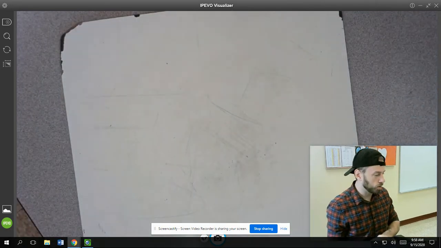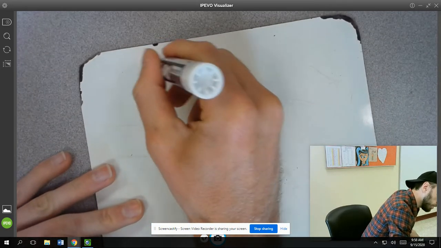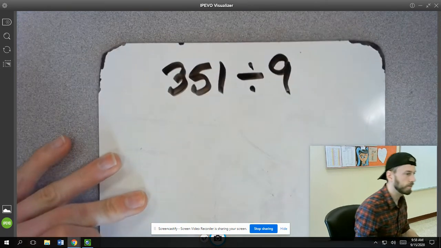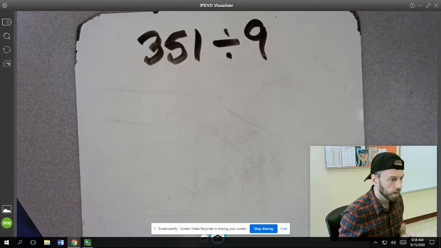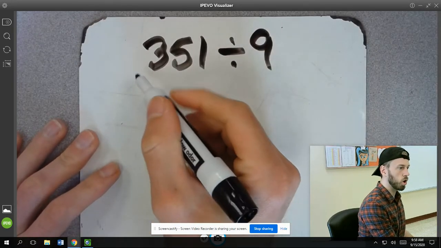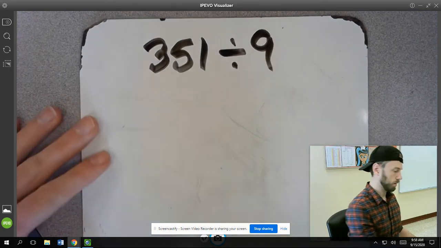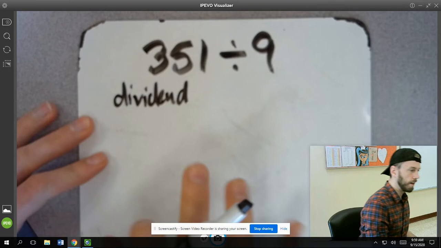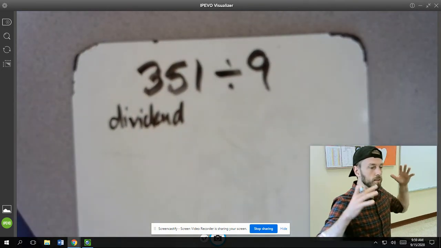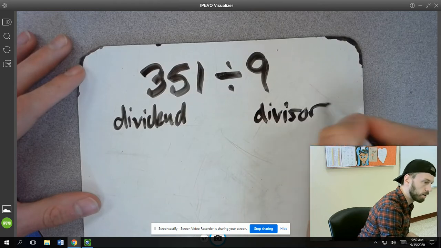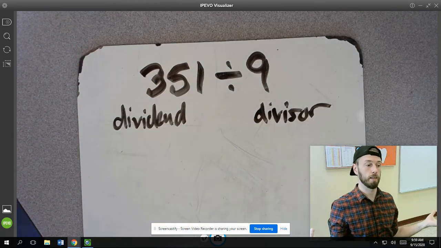The first one we're going to do here is 351 divided by 9. Okay? And when you're setting up a division problem, the first number in the division problem is called a dividend. That's the number that is being divided. And then this number over here is called the divisor. Right? That's the number that's doing the dividing.